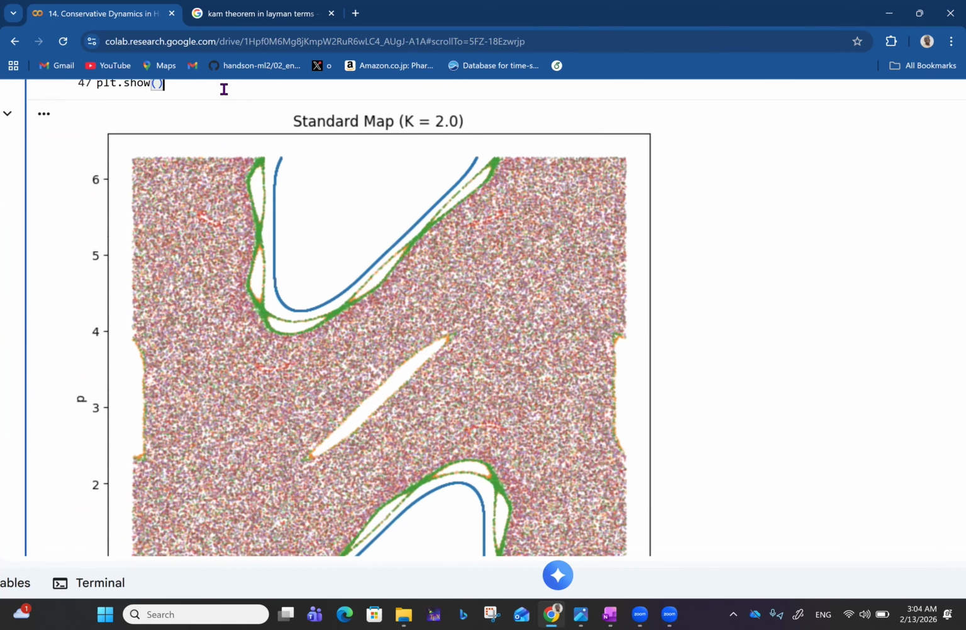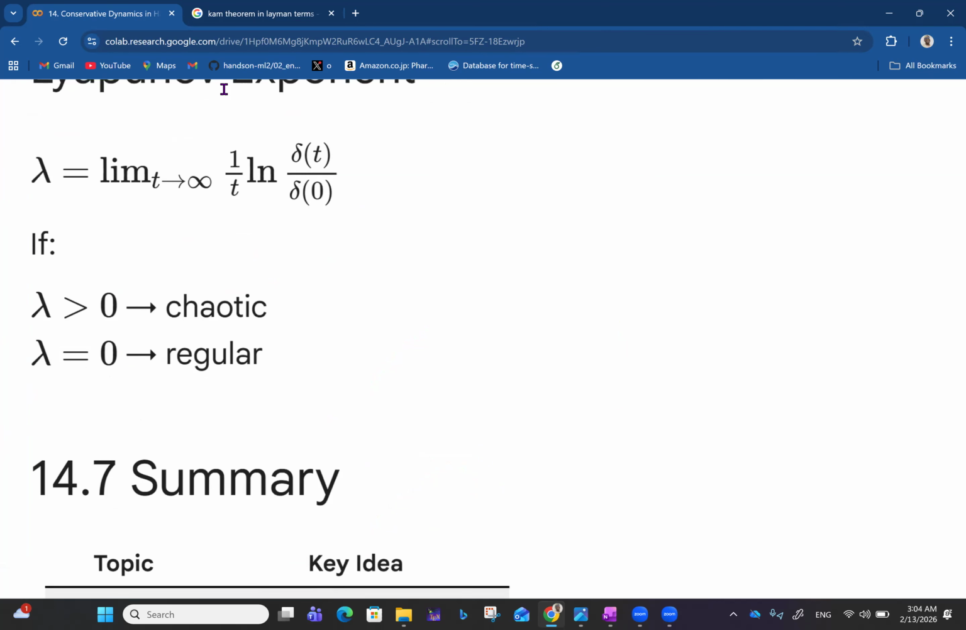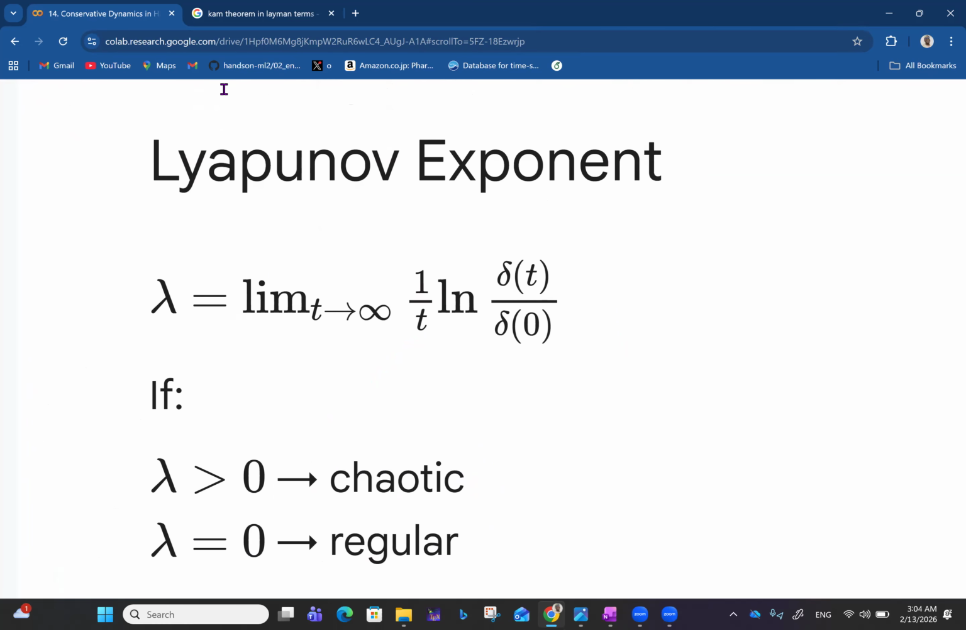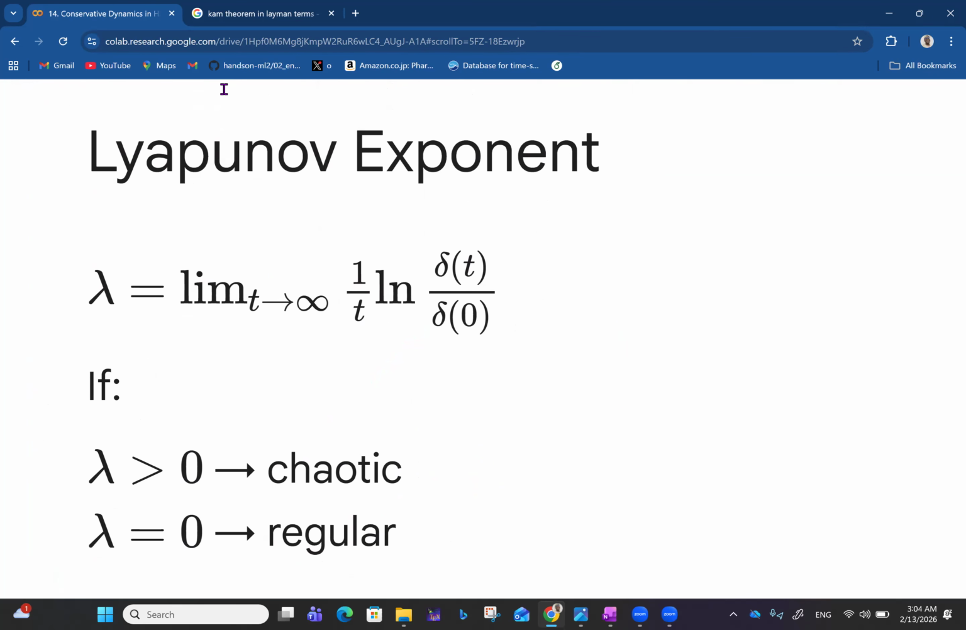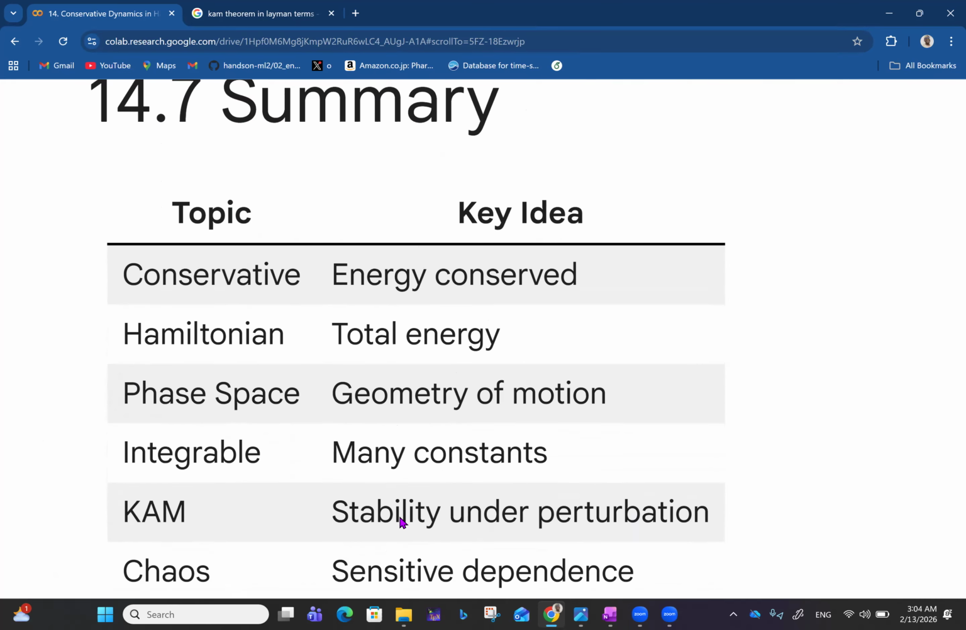Okay, so let me just go on. Now, of course, we saw the Lyapunov exponent in the last video where we talked about quantifying chaos. For the Lyapunov exponent, lambda is the limit as t tends to infinity of 1 over t times ln of delta of t over delta of 0. So if lambda is greater than 0, we have a chaotic system. If lambda is 0, we have a regular system.